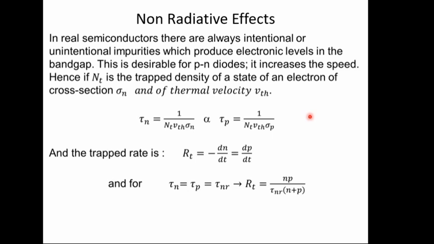Okay, for the non-radiative effect, all I'm saying is that in a real semiconductor there are always intentional or unintentional impurities. What do we mean by that? Simply we say silicon is a pure material. So let's say I inject an N-type, and I make an N-type, and I inject a P-type, and I make a P-type in the same material, I have a PN semiconductor to form a diode.